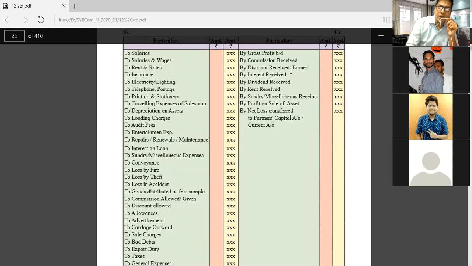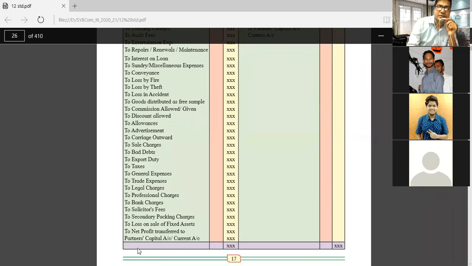Now friends, credit side minus debit side, whatever amount comes, it is considered as a net profit and it is transferred to partners' capital. If the credit side is more than the debit side, net profit will occur. If the debit side is more than the credit side, that time they suffer losses.